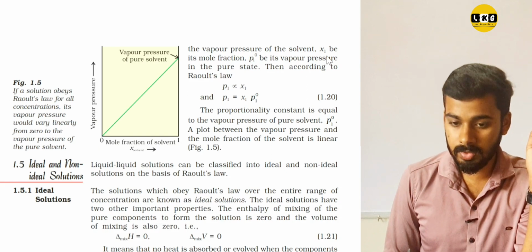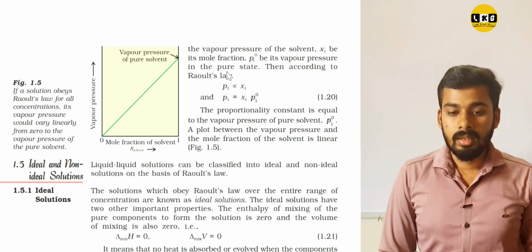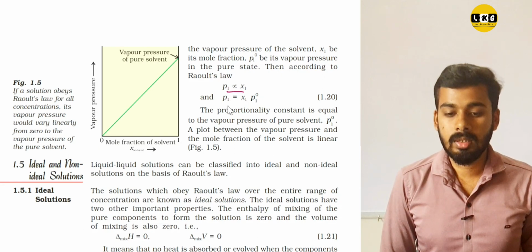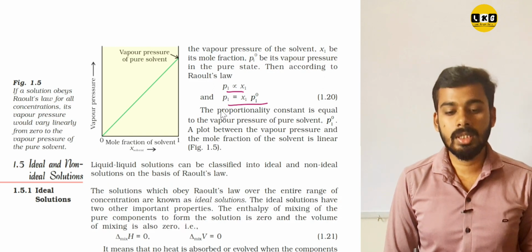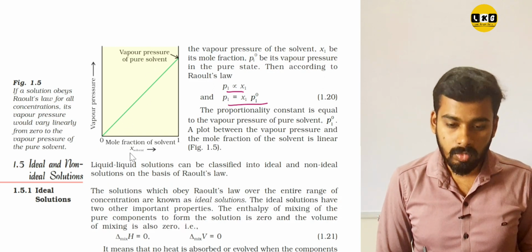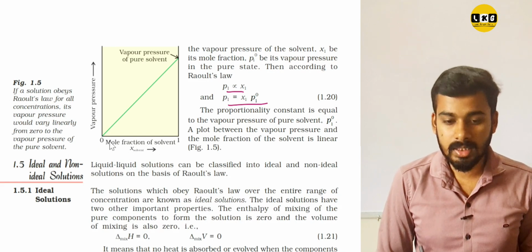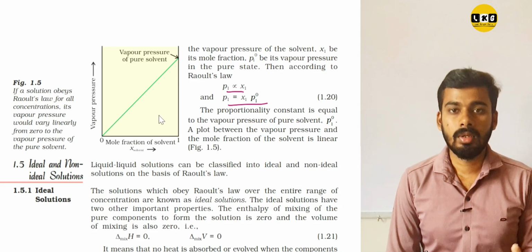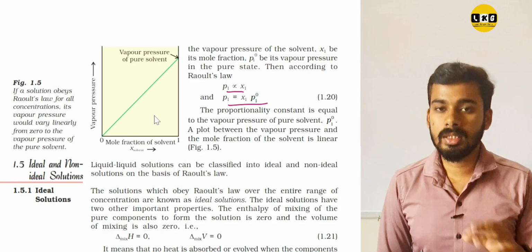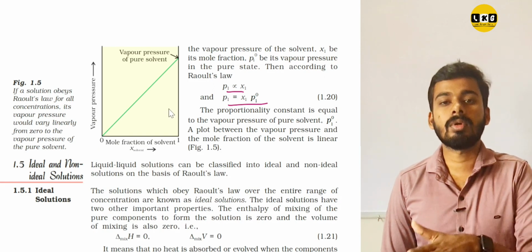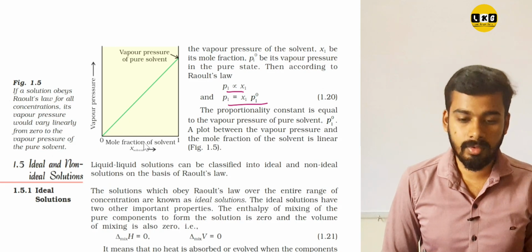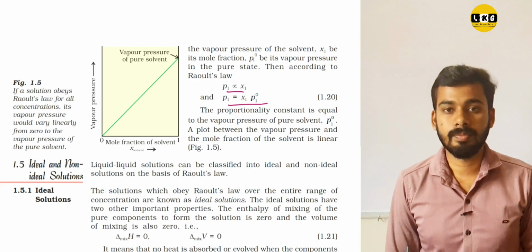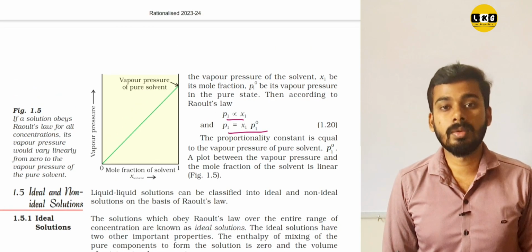Then what happens? The vapor pressure of the solvent in a pure state is P01, and according to Raoult's law, P1 is directly proportional to x1. P1 is equal to x1 times P01. Here, as the mole fraction of the solvent increases, vapor pressure also increases, because there is a non-volatile solute. So when there is a non-volatile solute, Raoult's law applies, since vapors come only from liquids. Therefore as the mole fraction of solvent increases, vapor pressure also increases according to Raoult's law. This is the interpretation of Raoult's law.